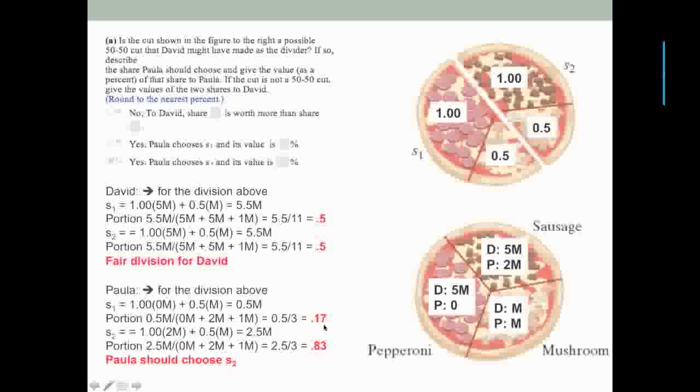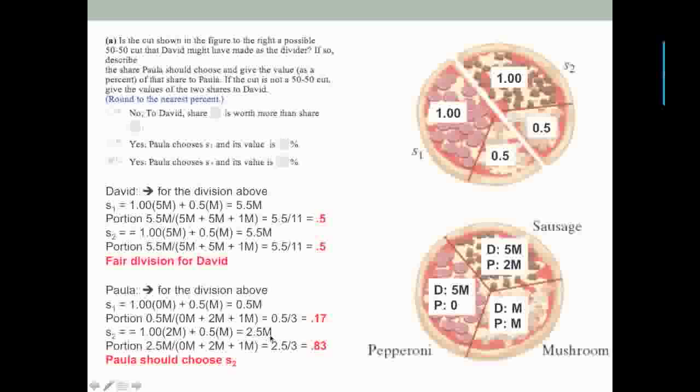0.17. Now, although we can take 1 minus 0.17 and get the result of 0.83, let's go through the actual computation of S2. S2 would be 1 times 2M plus 0.5 times M for Paula.